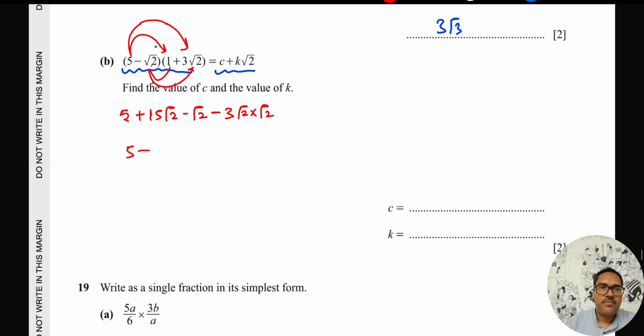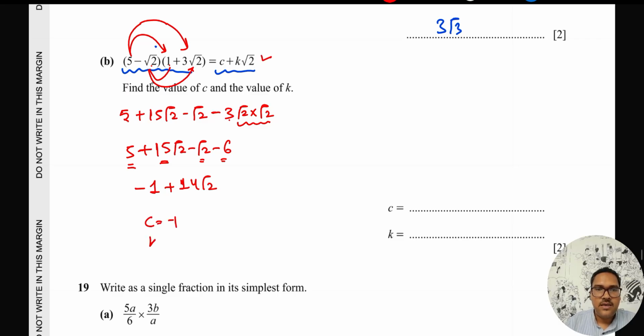Correct? So this is 5 plus 15 root 2 minus root 2 minus 3 into root 2 into root 2. Root 2 into root 2 is 2, right? And 2 into 3 is 6. So what is this? I can combine the 5 and minus 6, which becomes minus 1, and 15 root 2 minus root 2. Now these are like terms. So basically 15 minus 1 is 14. So this is 14 root 2. Now if I compare this, we can see c is equal to minus 1 and k is equal to 14. So what is the answer? c is minus 1 and k is equal to 14.